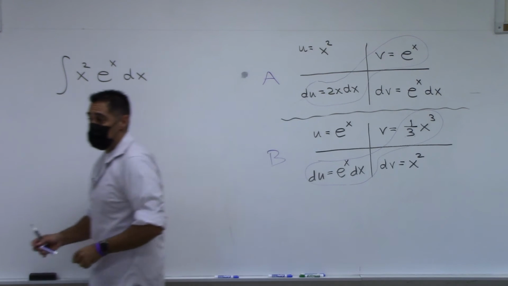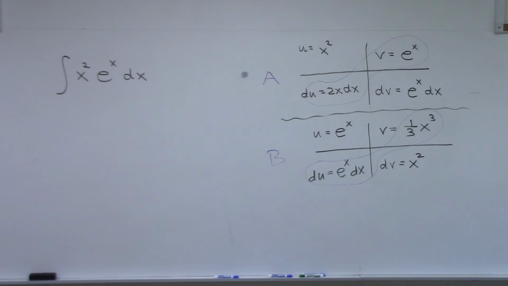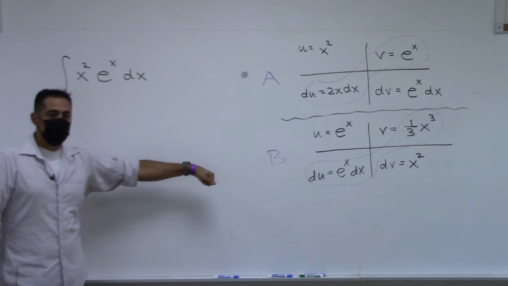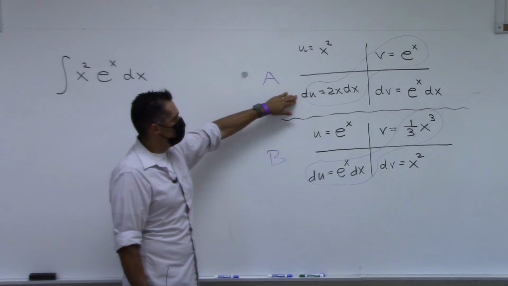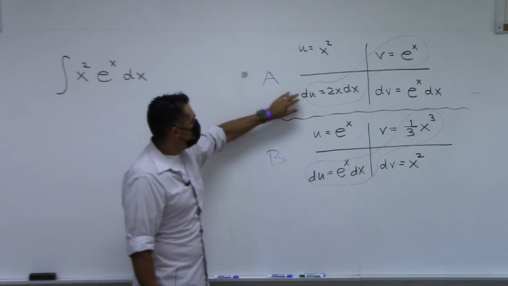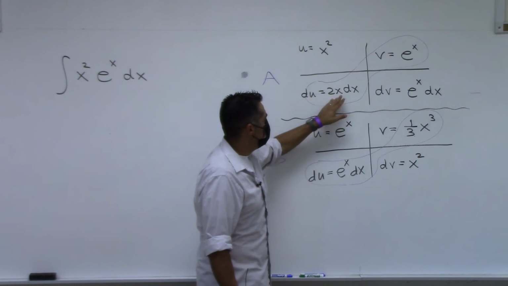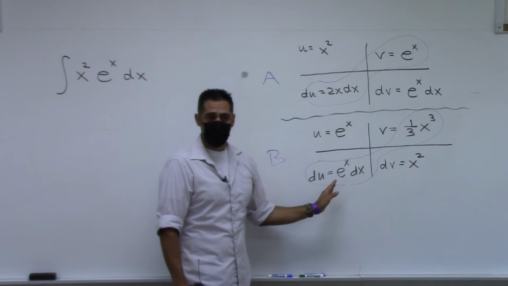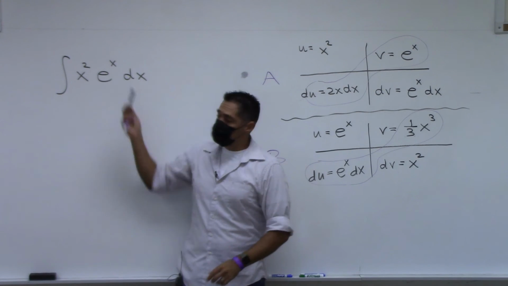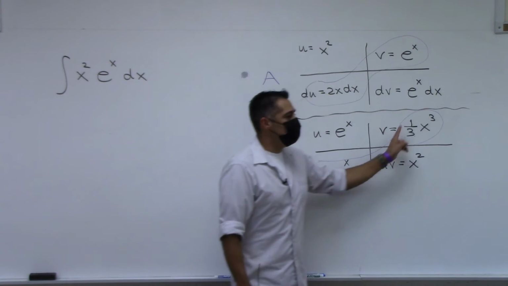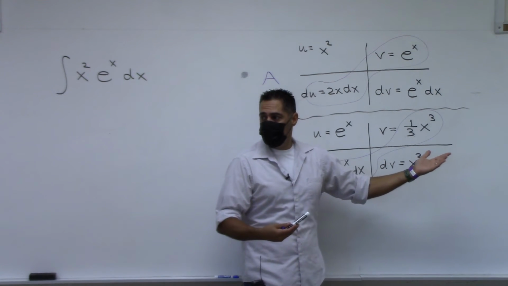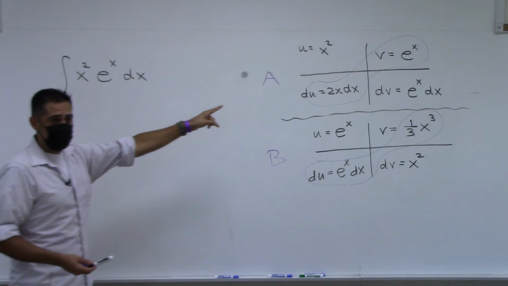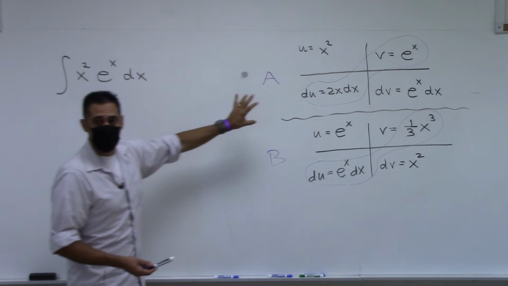Which option looks better to you? What would you rather integrate in the new integral, A or B? A. Why? It's just easier. Yeah, it looks nicer, doesn't it? It'll be e to the x times 2x. This one actually got more complicated. We started with x squared e to the x, and now we have an e to the x, but then we're going to have a 1/3 x cubed. The power's gone up. That's not good. So we're going to go with the first option, because it looks better.